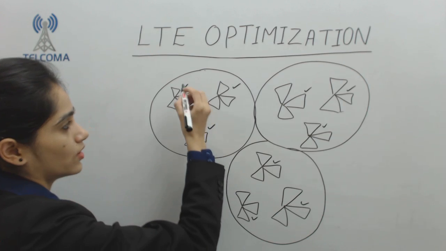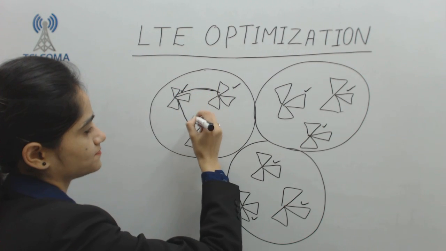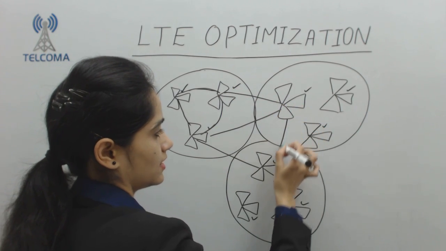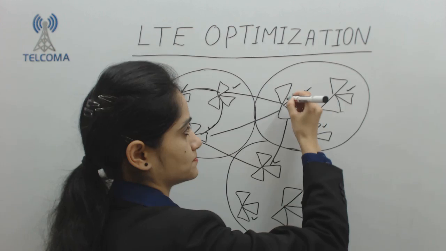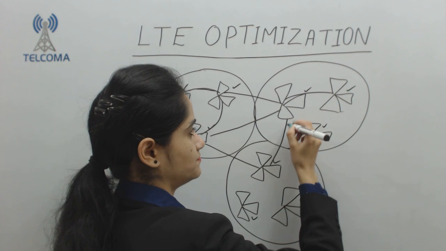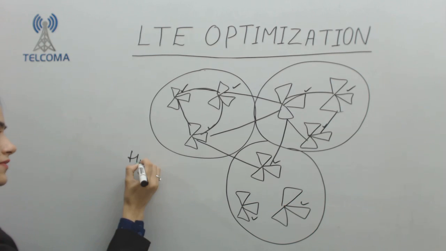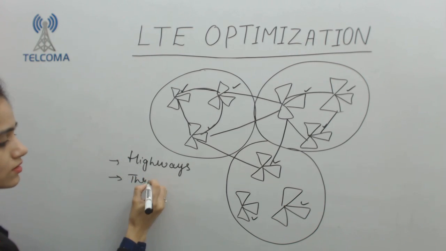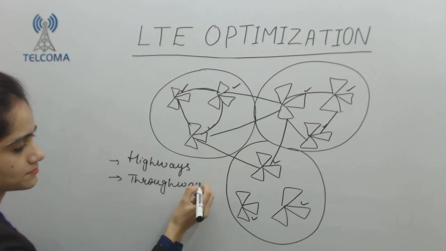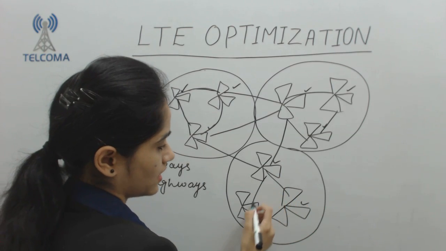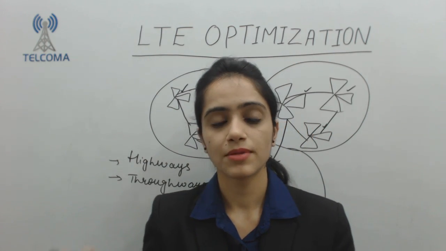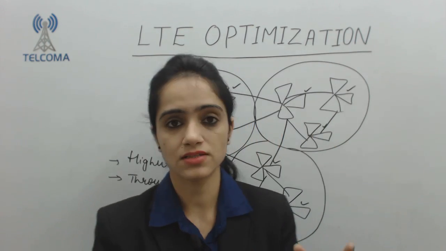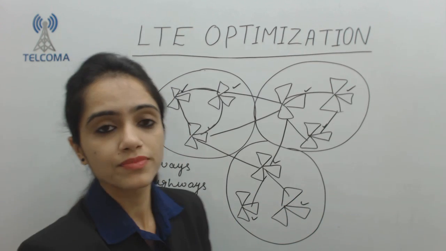We have to find out the route between different cells. The route should be defined so that it covers each and every area, even minor roads. That means we require to cover highways as well as all throughways, the major roads connecting and the smaller roads. Because in this cluster level optimization, we require to find out parameters which are majorly related to our handovers.